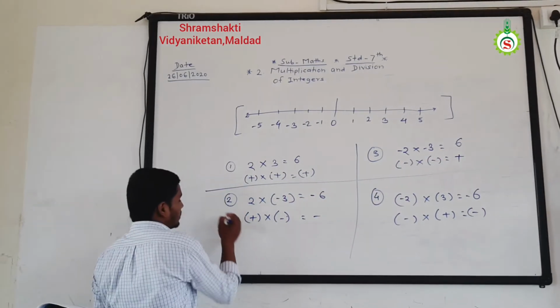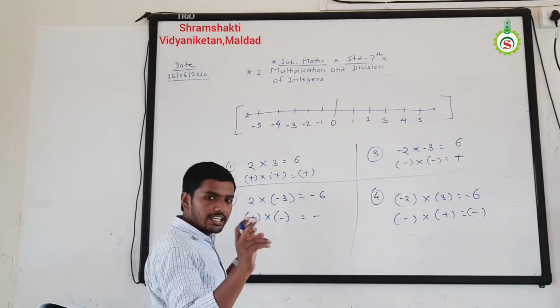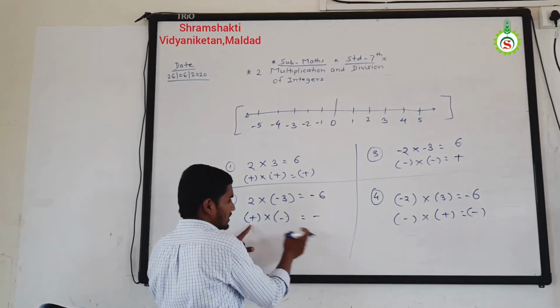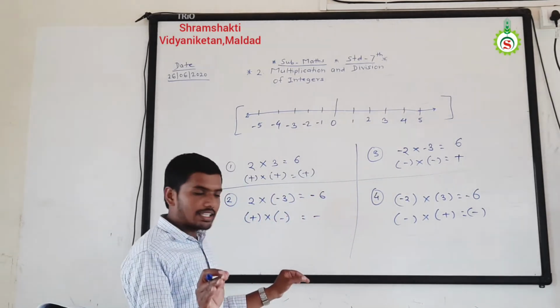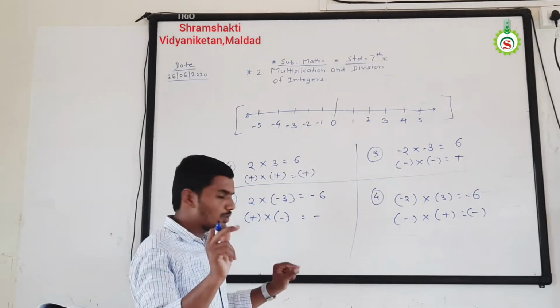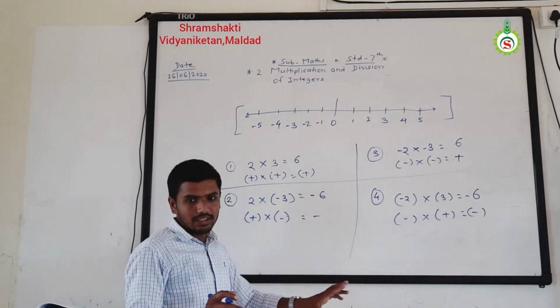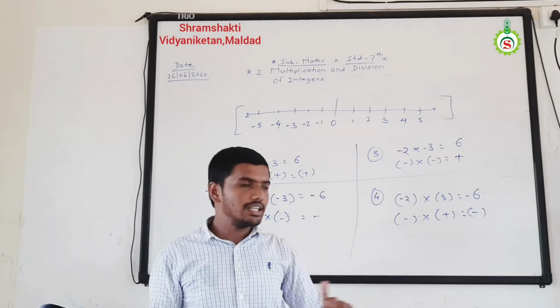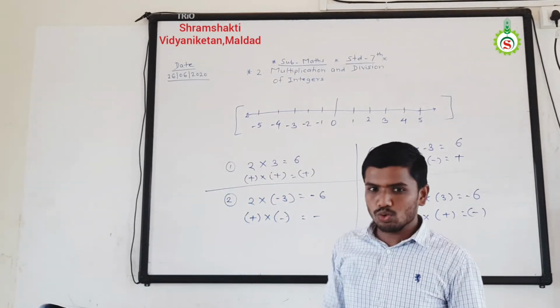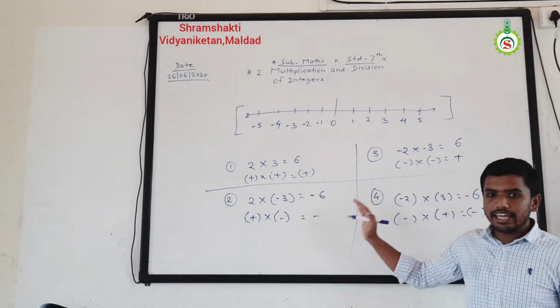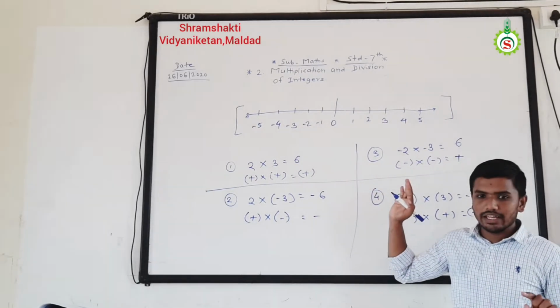Now the second rule, if both numbers have different signs, that means plus minus and here minus plus. That means they are different signs. If both numbers have different signs, you have to give a minus sign to the answer. Those are the two rules for the multiplication of integers. If you remember those two rules, you can solve any example of multiplication of integers.